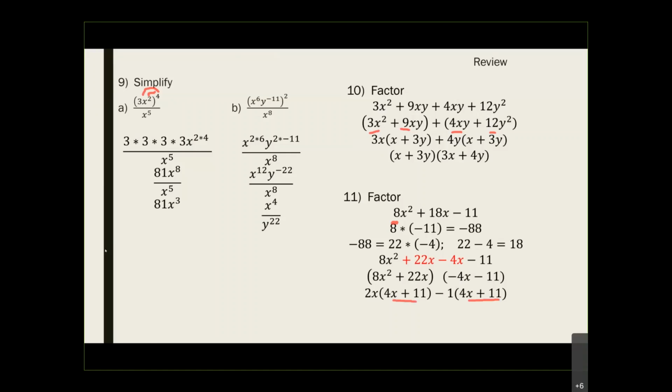So looking at this thing here, once they are the same, what do I have? I take out a 4x plus 11, and my leftover is 2x minus 1, which is my answer. Okay, and again, the only reason I moved number 11 next to number 10 is just to show you that we need to do a few steps before we can do number 10, under number 11's umbrella, right?